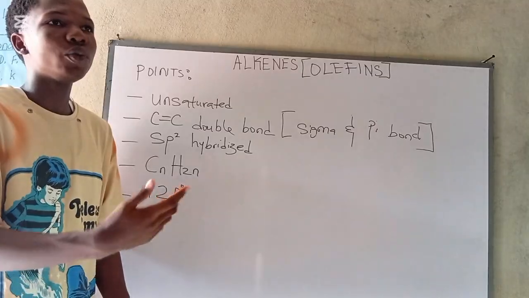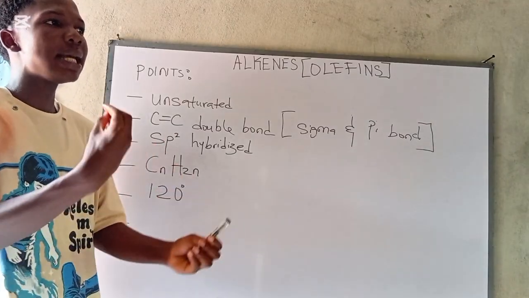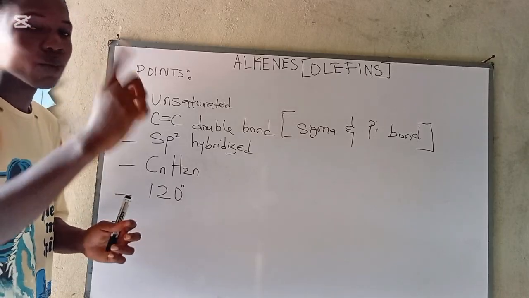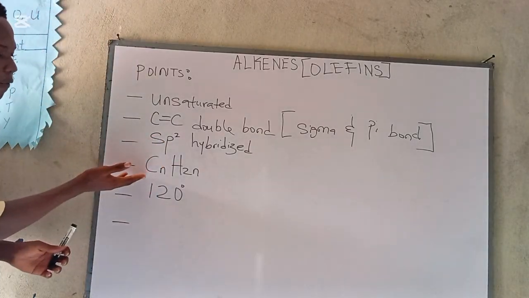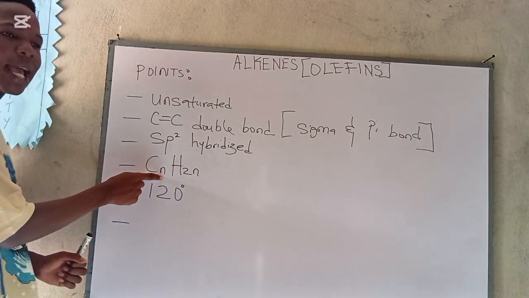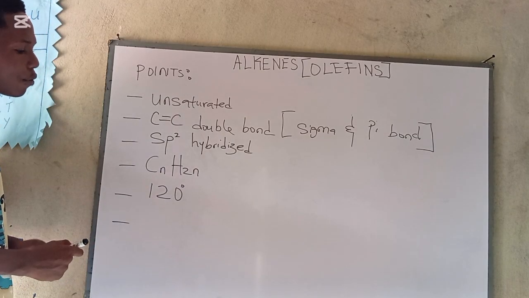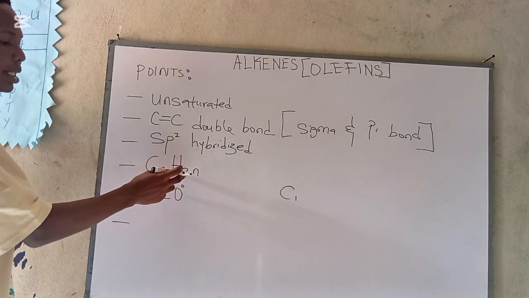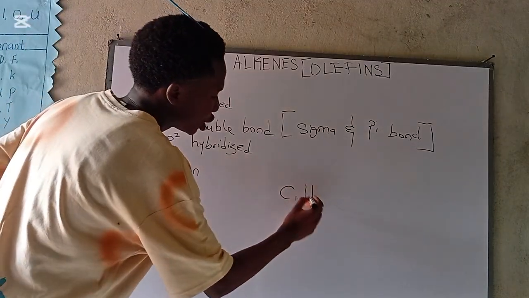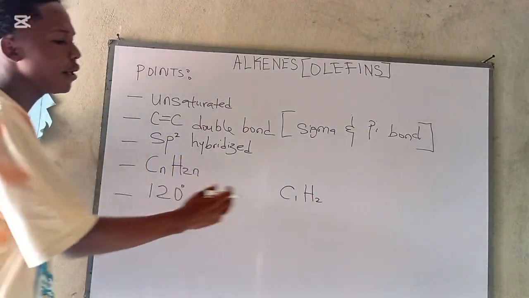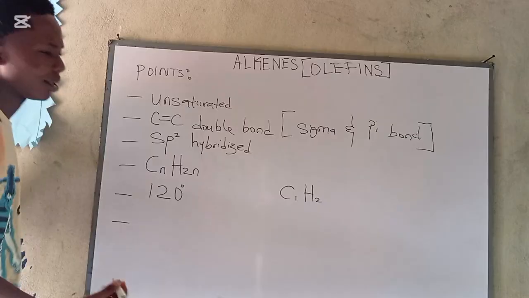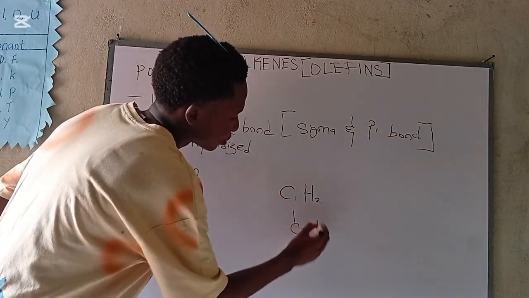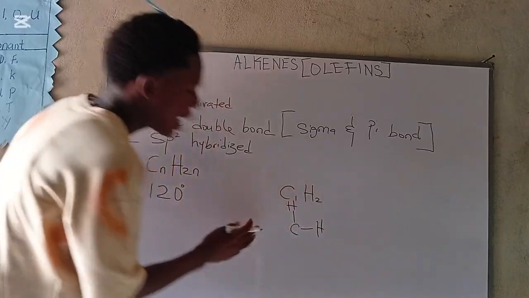Normally we can denote our first member to be 1, but it won't work, because following the formula, if we say n equals 1, we will have C1 and 1 times 2 will give us H2. Now, if we try to draw the structure, how will it look like? It will look like this. Sure, you now get the idea.